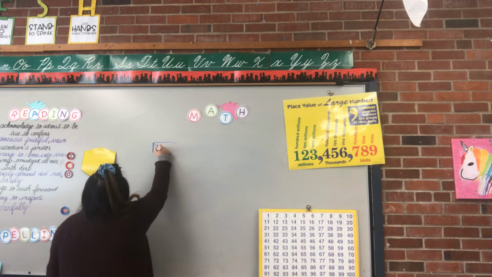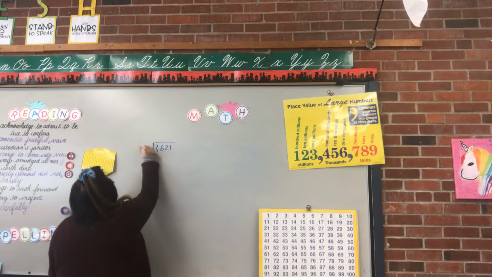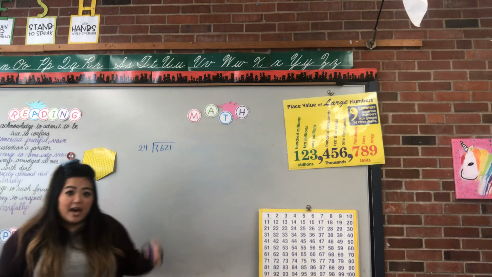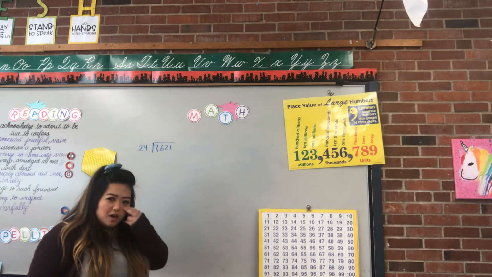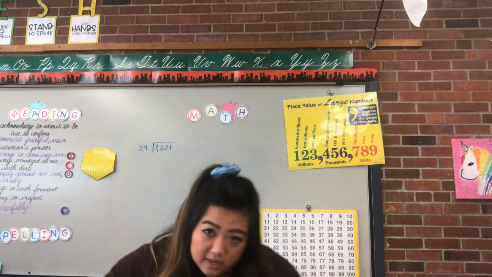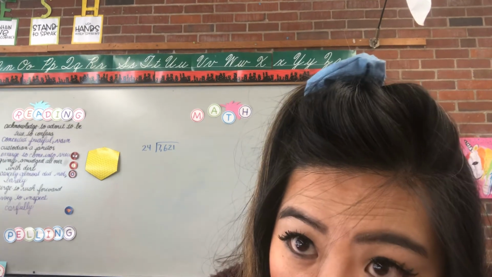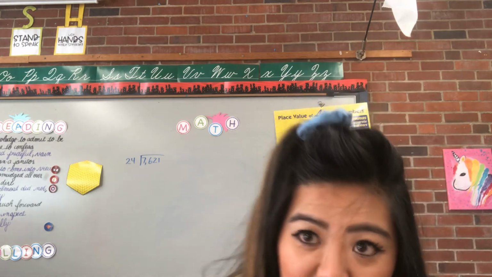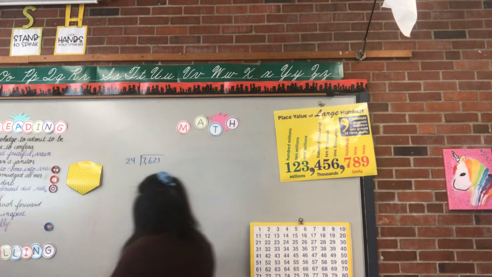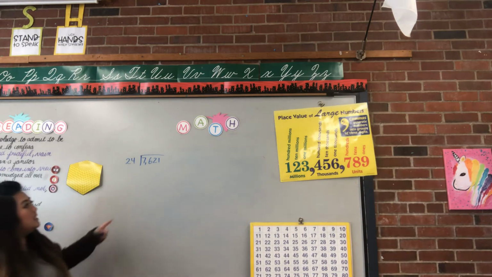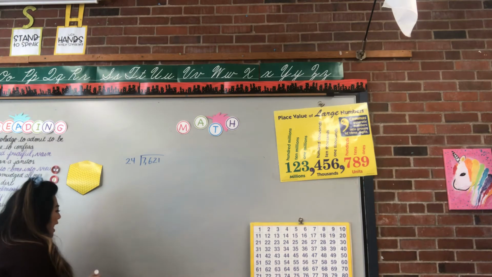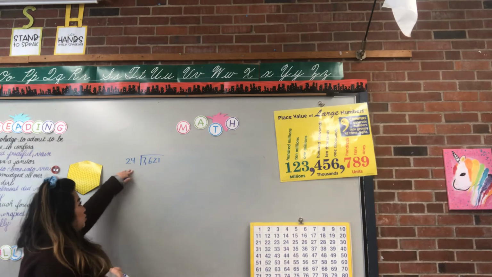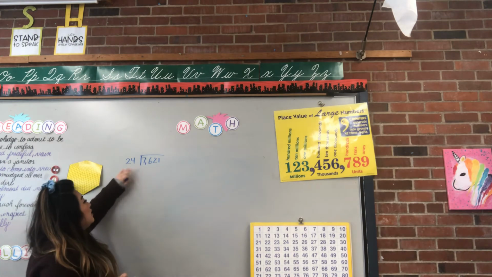Now we have 7,621 divided by 24. Right away, I am excited because I know how to count by quarters. Hopefully you guys can see this. Let's see if I can move it up a little bit, but then it makes my face bigger, and that's kind of weird. Okay, so we have 7,621 divided by 24. I got excited because we know how to count by 25s, because it's quarters, and that is really close to 24.